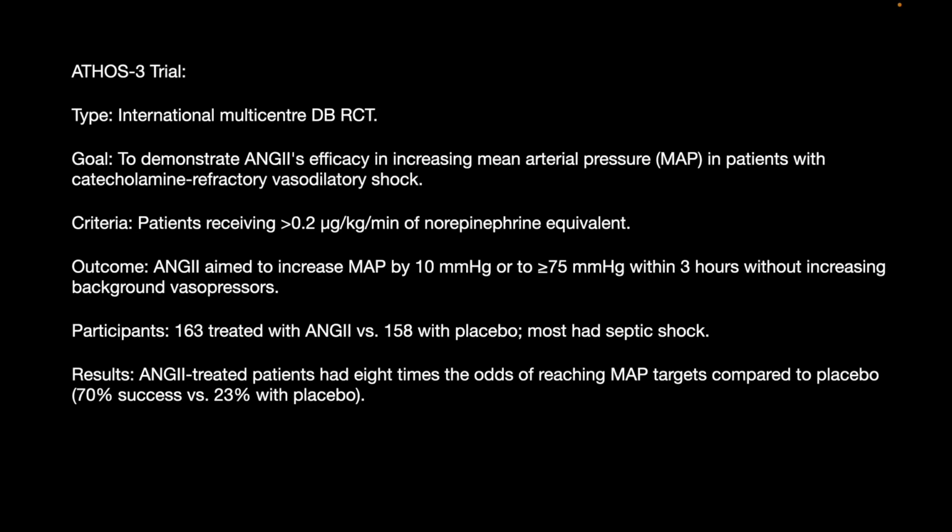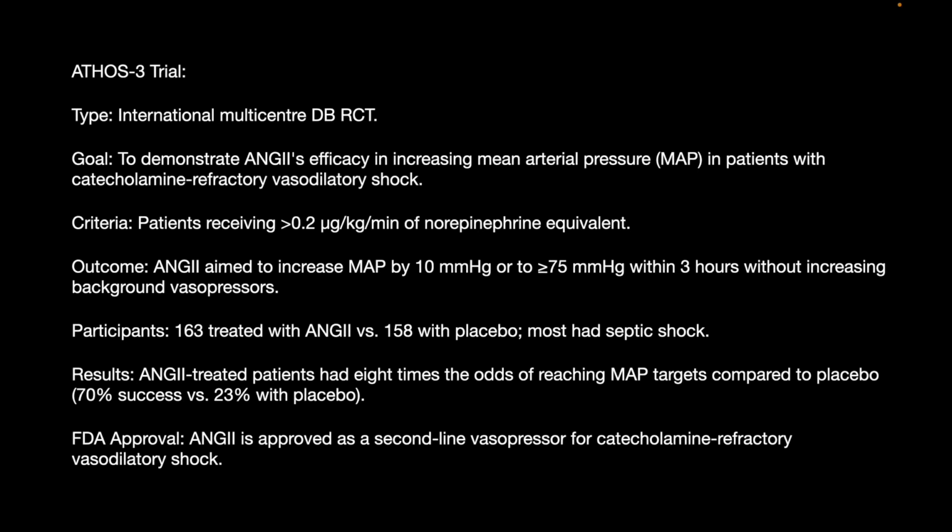Angiotensin II treated patients had 8 times the odds of reaching the MAP targets compared to placebo. So there was 70% success in the angiotensin II group compared to 23% in the placebo group. So the FDA approved angiotensin II as a second-line vasopressor for catecholamine-refractory vasodilatory shock.